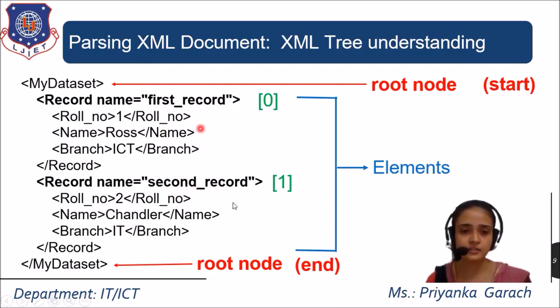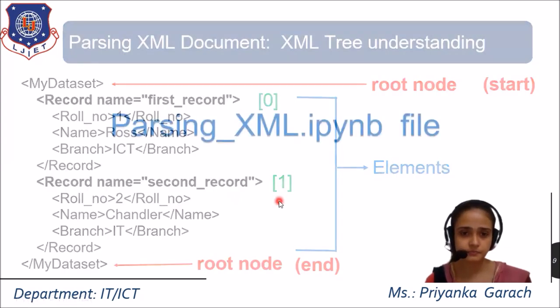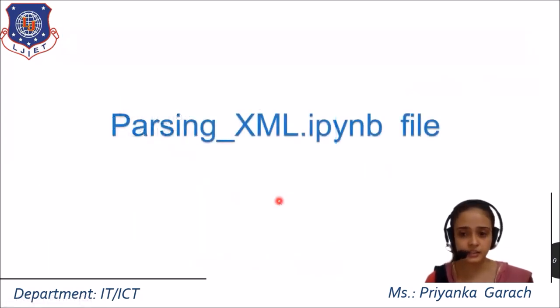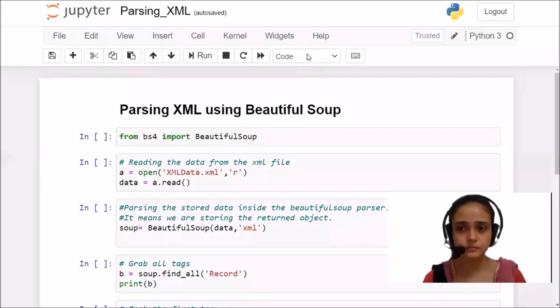So these two tags contain the attribute within them, and these three tags do not have any attribute within them. You can also define the attribute within these three tags. After completion of the first record tag, only then does the second record start. Now let's see the Python notebook file, that is, how to parse the XML.